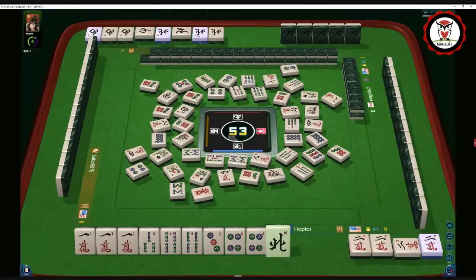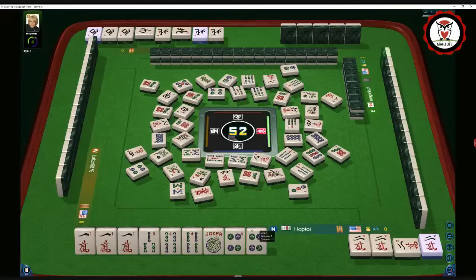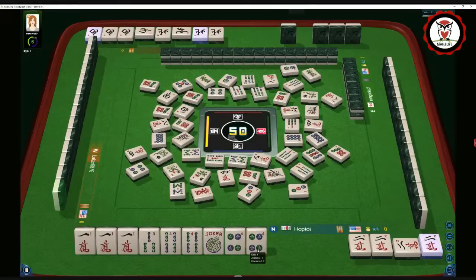We'll take a joker exchange. North wind. And we'll discard the three. The four dot is a safe discard. Nobody wanted the four, so we'll just hold on to those. Three dots. So we could pung the three or kong the four, but not both. So we need one more good pick. Green dragon. And we'll be ready to win.